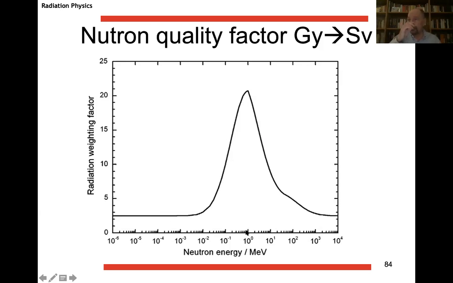MeV are the so-called fission spectrum neutrons. When you make fission, normally the neutrons have a very wide spectrum, but the spectrum is peaked around 1 MeV. And this energy of the neutrons is the one particularly effective in inducing biological damage. You see, the weighting factor is about 20, so this means that 1 gray corresponds to 20 sievert. Then when you go to fast neutrons, the weighting factor decreases again, and goes back to a value somewhere in between 2 and 3 when you go to very, very fast neutrons.